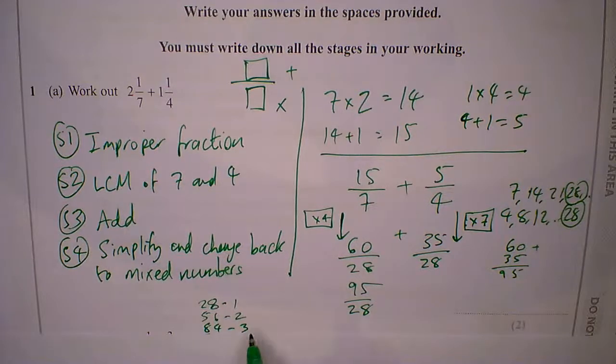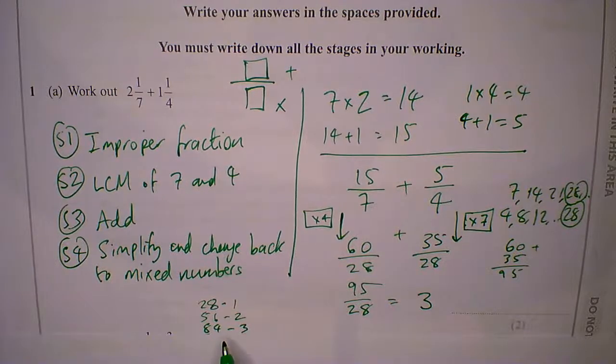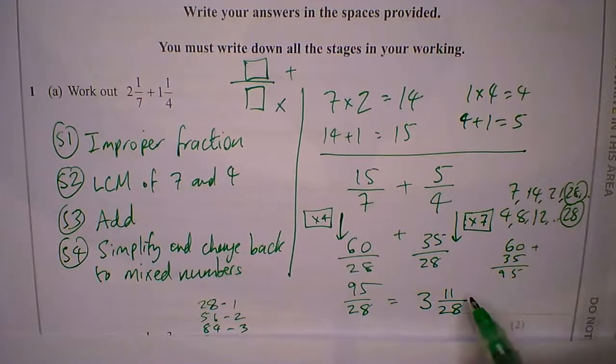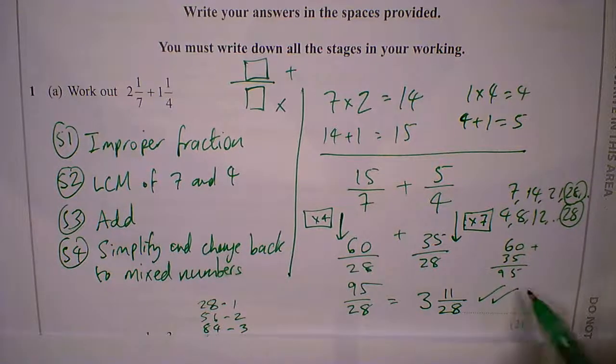84 is 3 times, so my whole number is 3, and from 84 I need to get to 95, so that's adding more. How many more? 84, 94 is 10, so that's 11 over 28. If I look at my remainder, can I simplify this? 11 divided by 28. 11 is a prime number, and 11 doesn't go into 28, so there are no more numbers. So that is my final answer.